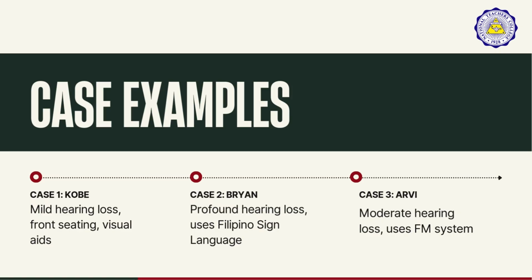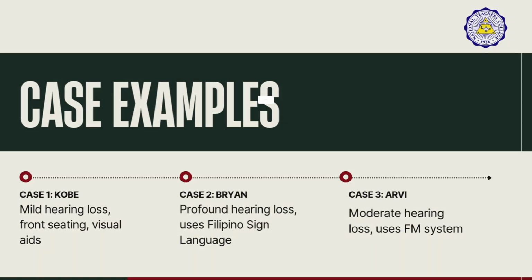Case number 3. RV, moderate hearing loss. RV uses an FM system connected to her hearing aids. Her teacher checks the device before class and uses caption videos for visual reinforcement. This small accommodation allows RV to participate fully. These cases show how understanding and consistent support lead to meaningful inclusion.